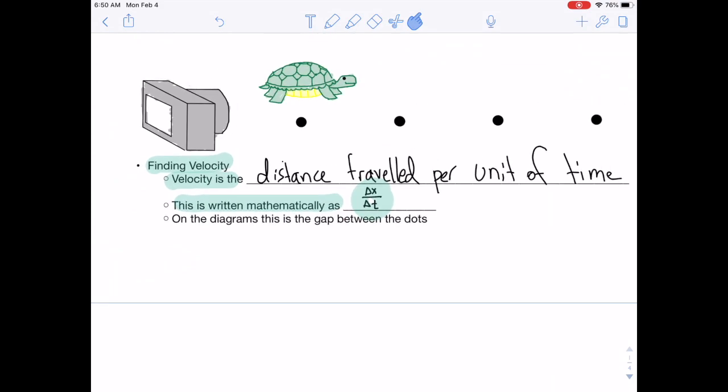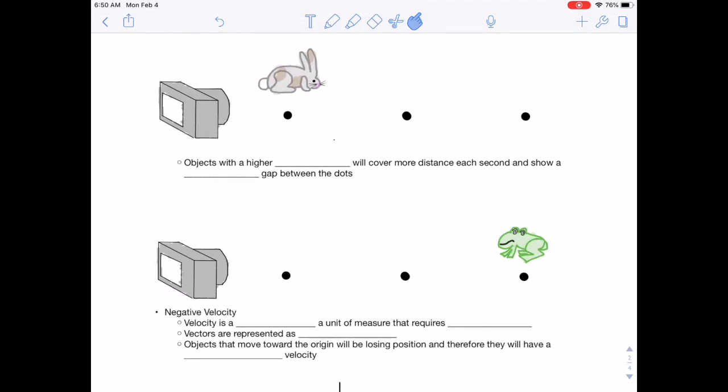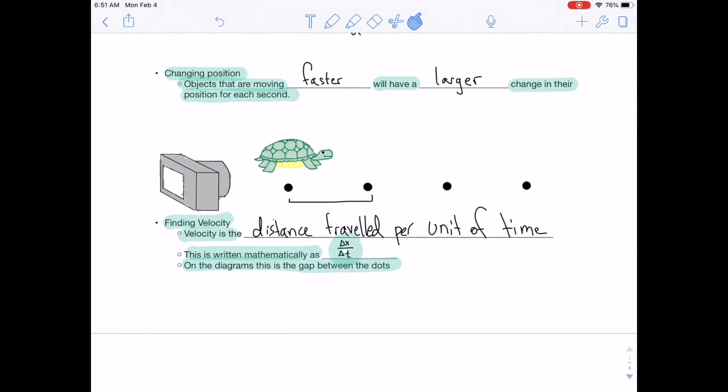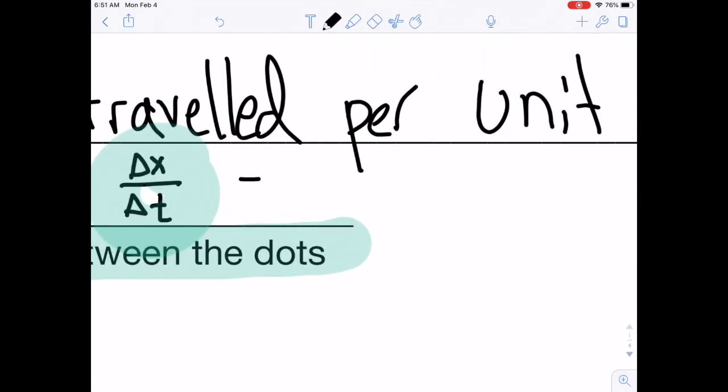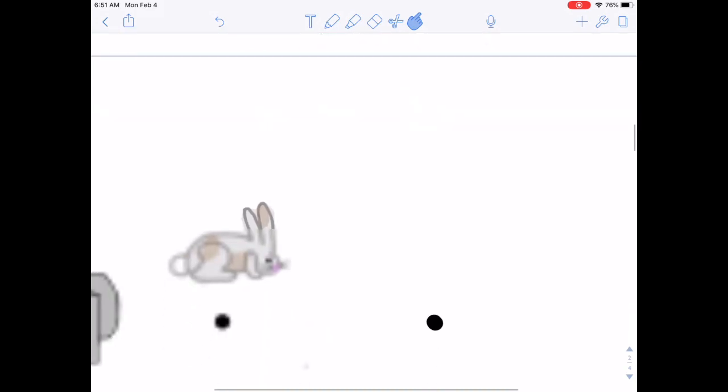On these diagrams, these little tortoise diagrams with the camera, this is the gap between the dots. So that length between the dots there. We measure that in meters. Next page. So another way to write that would be, the best way is simply this symbol right here. V. V is velocity. Boom. Change in position traveled per unit of time.